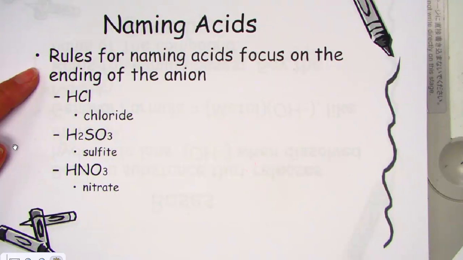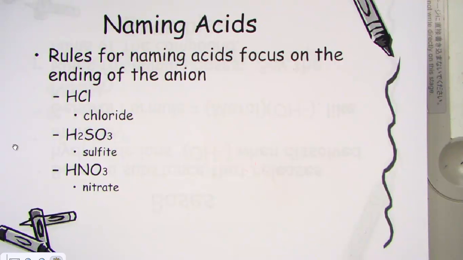We're going to practice naming acids right now. Rules for naming acids focus on the name of the negative ion. Now this we once talked about way back in the beginning of our course: it's the negative ion that determines what set of rules we're going to follow.